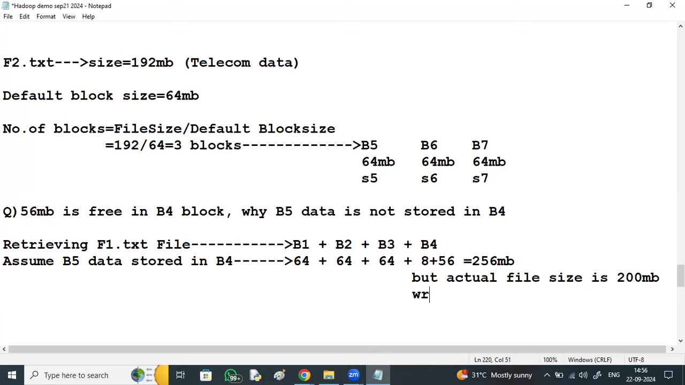Wrong computation. But the actual file size is 200 MB. Wrong computation.